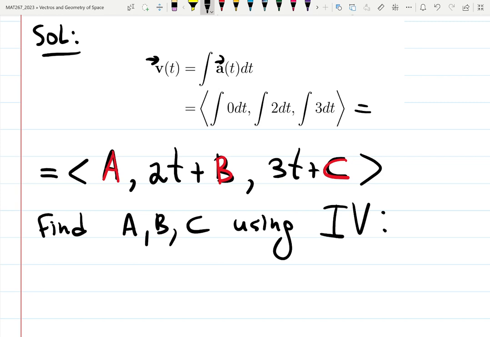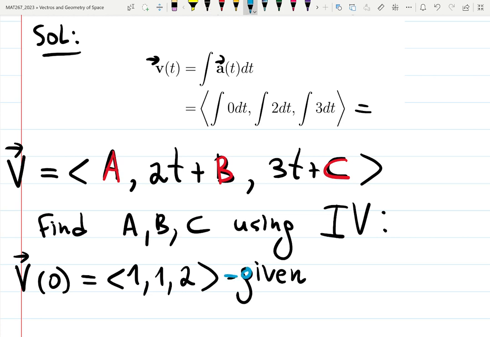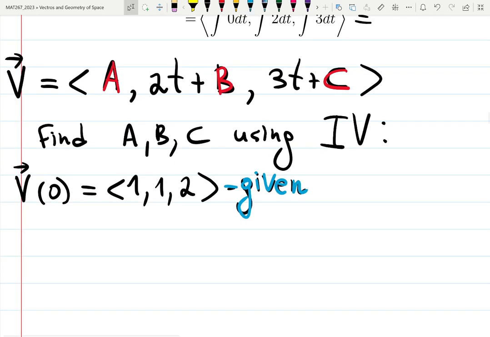What I found here is V. V is A, 2t plus B, 3t plus C. V at 0 is given: 1, 1, and 2. They gave us the initial speed. They kind of checked it with a speedometer, and that's what they recorded. It's given. Plug 0 into V.